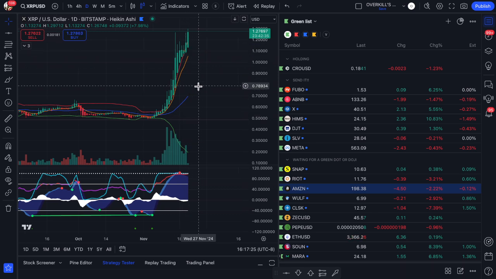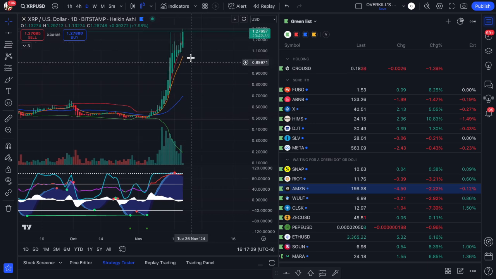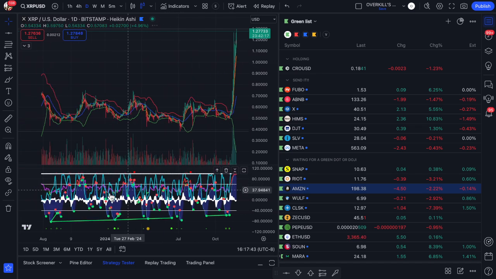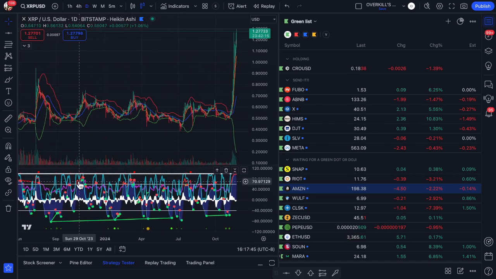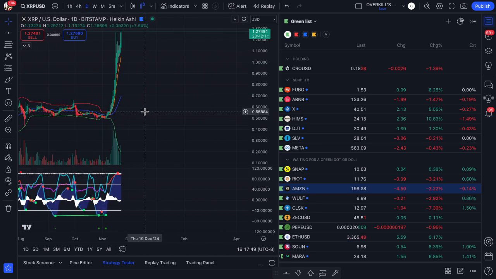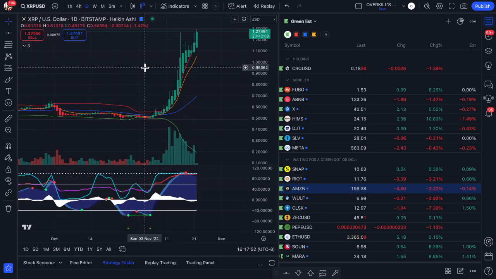Just wait for a pullback. I promise, like I said, I bet my house that XRP will have a dramatic pullback. It might happen very quickly. It might take a little bit of time, but it will pull back eventually and the chart will look better. We don't want to buy up here. If we're the ones buying up here, we're chumps. We're sheep. Wait for the pullback and the signal. I promise it's going to happen.